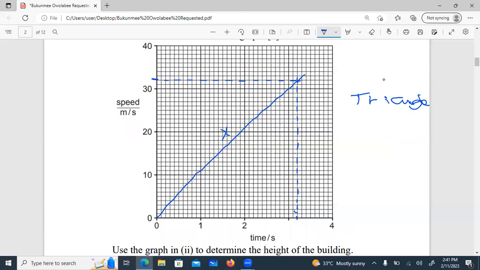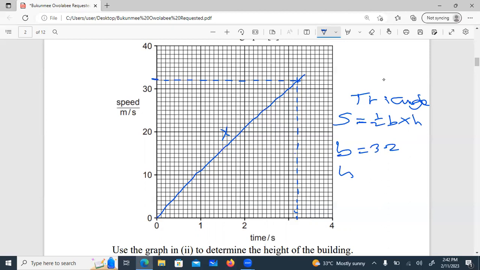So you just calculate the area of this triangle, that's all. The distance traveled, which represents the height of the building, is half base times height, which is the area of the triangle. What's the base? The base goes from 0 to 3.2. So our base is 3.2, and our height is the vertical distance from the graph.